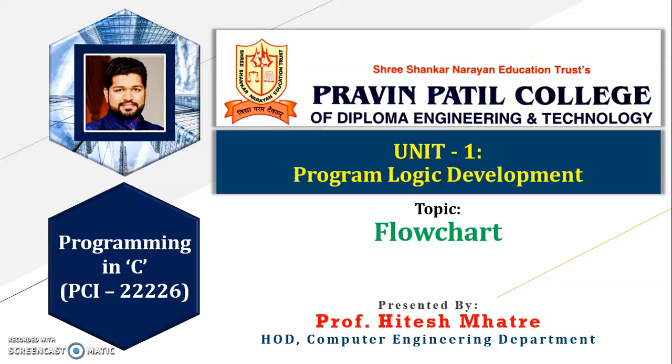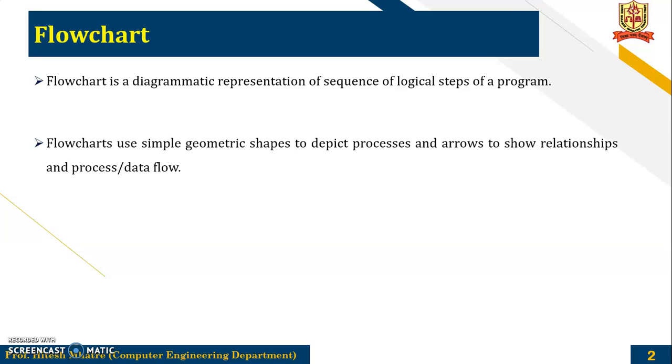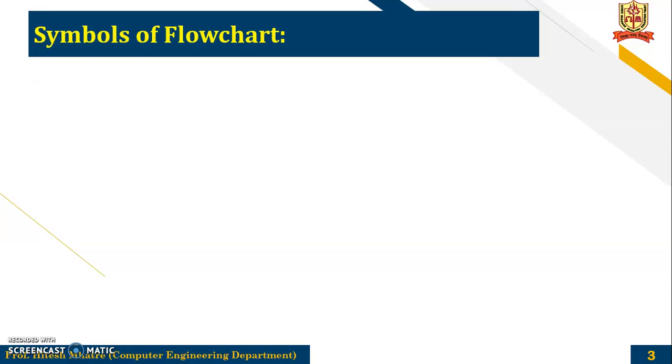Today we are going to learn about the course Programming in C, Unit 1, Program Logic Development, and the topic is Flowchart. So what exactly is a flowchart? A flowchart is nothing but a diagrammatic representation of a sequence of the logical steps of a program. So you can say it is a pictorial representation of your algorithm. Flowcharts use simple geometric shapes to depict processes and arrows to show relation and process and data flow.